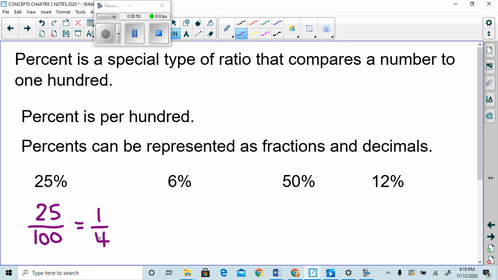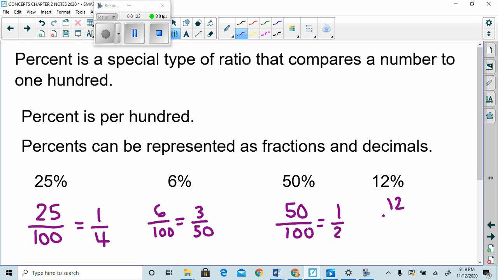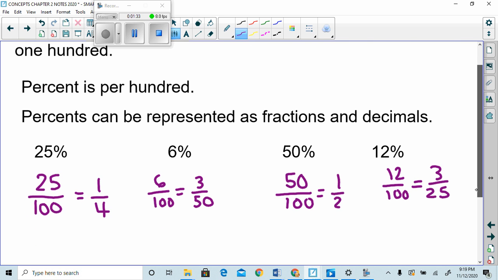Let's jump down to 50%, another easy one. That's 50 out of 100, or 50 per hundred, which simplifies to 1/2. And then we have all these other percents in between. We could have 6%, which is 6 out of 100, divide by the GCF, which is 2, and we get 3/50ths in lowest terms. We have 12%, which is 12 out of 100, divide by the GCF, or common factor, of 4, and there is our ratio in lowest terms.